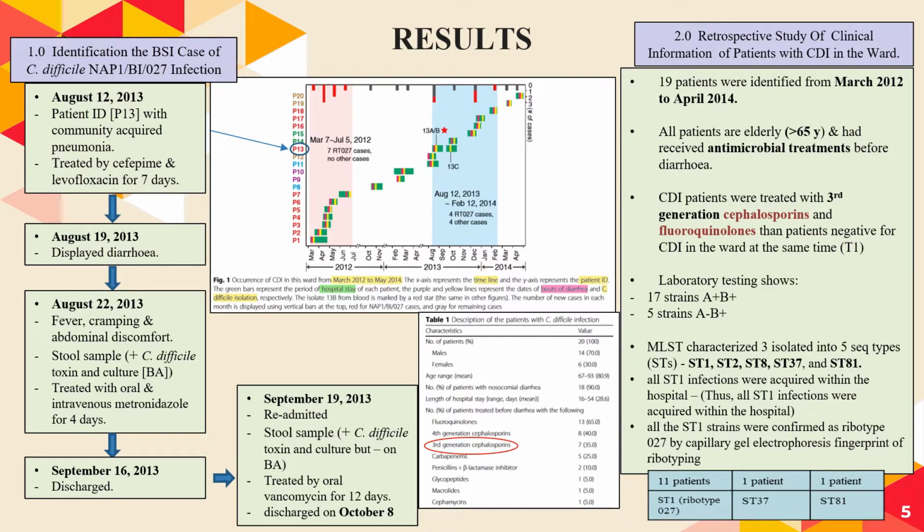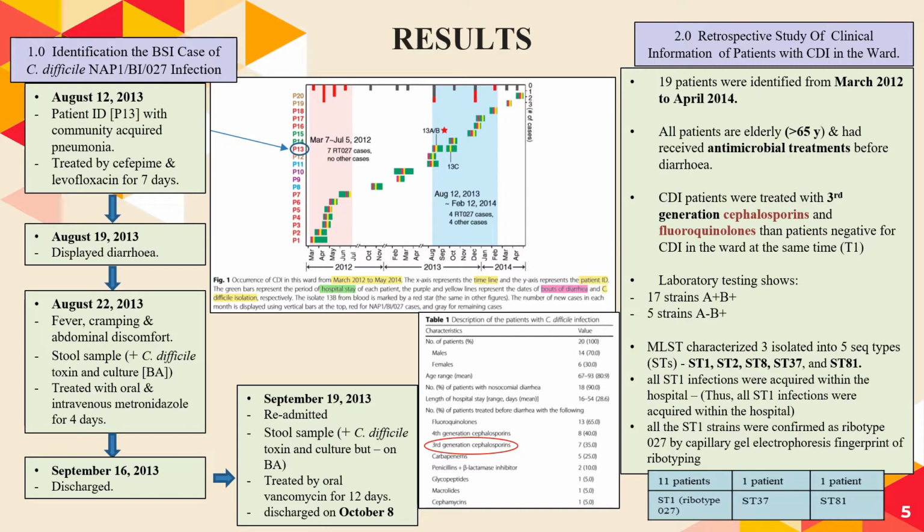The result of this study started off with the identification of a BSI case in one patient referred to as patient 13, who was initially admitted due to pneumonia. But after 7 days, he developed CDI symptoms such as fever and diarrhea for several days and was repeatedly admitted to hospital. He was then treated with vancomycin as it is believed that this antibiotic works best with CDI. These situations urged the researchers to investigate this matter.